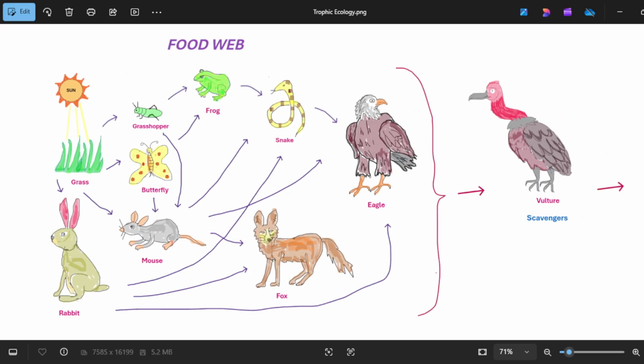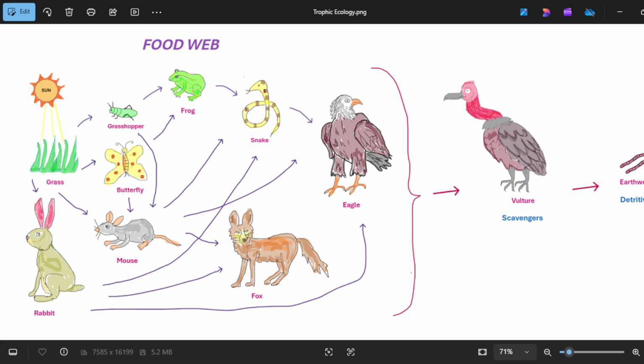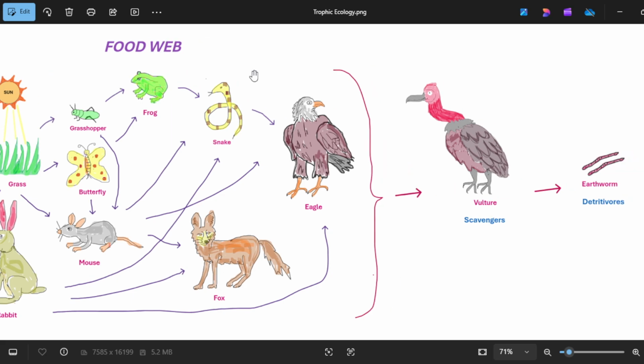Now if you see the entire food web, if any of the animals dies, the vulture is the one which looks for dead animals. So it consumes the dead animals' meat. So it's a scavenger. The vulture is a scavenger. If any of the animals in this food web die, the vulture looks for the bigger animal flesh and it eats that meat.